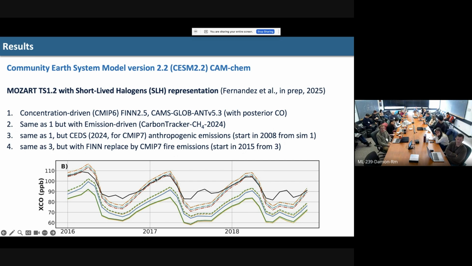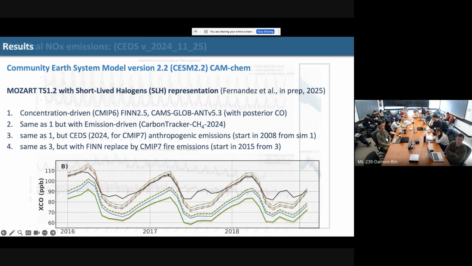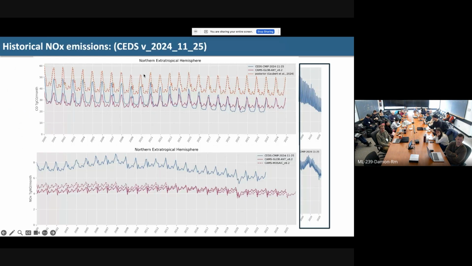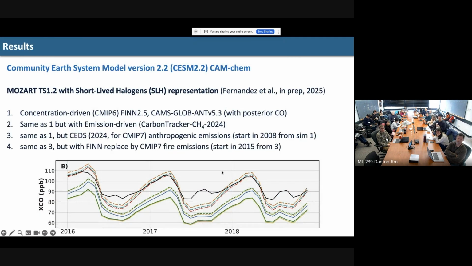And so I'm using the SLH because you can better represent CO. So solid lines here show the impact of SLH compared with the dashed lines. And then when you're using the posterior CO emissions, you end up having a much better representation of winter and spring CO, due to both emissions that are higher and SLH chemistry that reduces OH biases, which is the unique sink for CO.